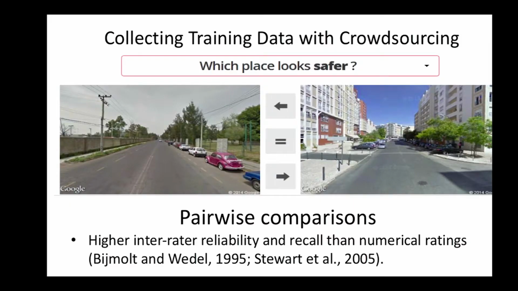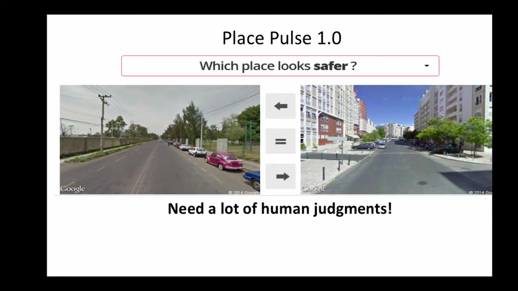And so you could come to the website and maybe you think that the picture to the right looks safer, and you could click on that and we would record your response. So that's the way we built a system to collect your responses. And this method has some nice properties. It's more stable than asking you to rank something from 1 to 5 or so on. But we do need a lot of human responses.